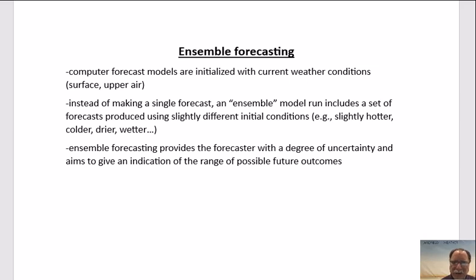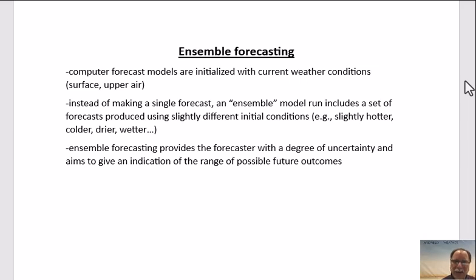We talk a lot here during these video discussions about ensemble forecasting. Wanted to give a brief description as to what ensemble forecasting is all about. Computer forecast models are initialized with current weather conditions. That includes both at the surface and in the upper part of the atmosphere. The upper air data continues to this day to be provided in large part by radiosonde balloons that are launched around the world, generally twice a day.